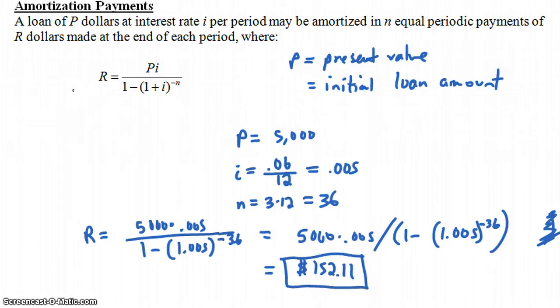In future videos, we're going to talk about paying off a mortgage, and really the formula is going to be the exact same here. We have the present value formula, but instead of being solved for P, the present value, the formula is solved for R, the payments. So we're going to use this formula on all of those problems.